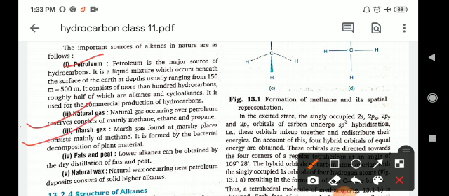Next is marsh gas. Marsh gas found at marshy places consists mainly of methane. It is formed by the bacterial decomposition of plant material. Next, fat and peat. Lower alkanes can be obtained by the dry distillation of fat and peat. Next is natural wax. Natural wax occurring near petroleum deposits consists of solid higher alkanes.